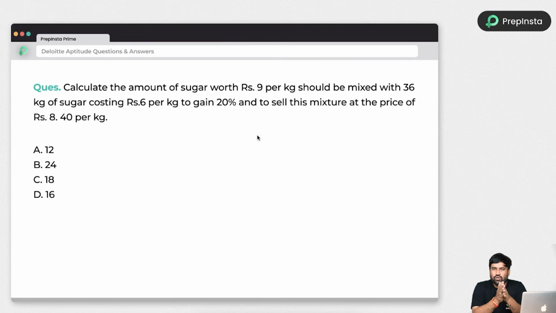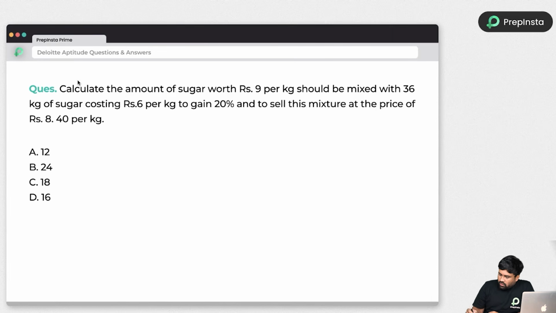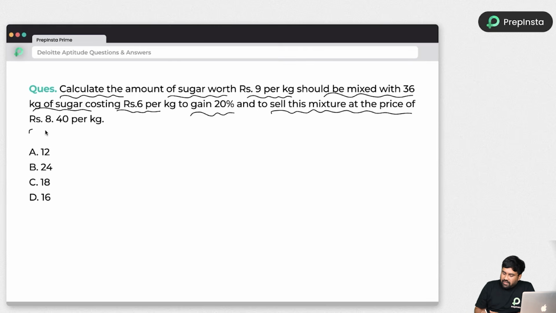So this is the next question. Try to pause the video and try to solve it on your own first. Then we will look into the explanation part. So just look into the question. Calculate the amount of sugar worth 9 rupees per kg should be mixed with 36 kgs of sugar costing 6 rupees per kg to gain 20% and sell this mixture at the price of 8.4 rupees per kg.